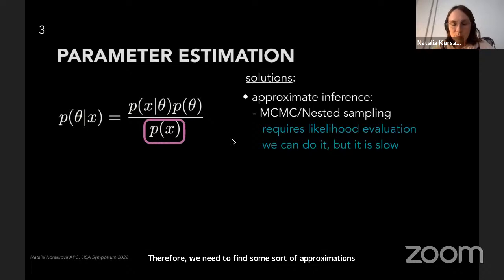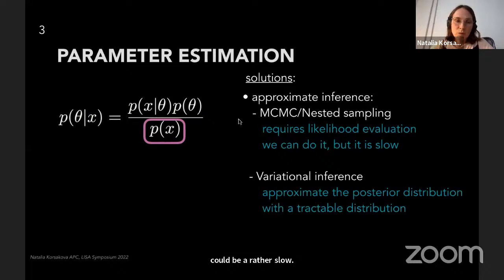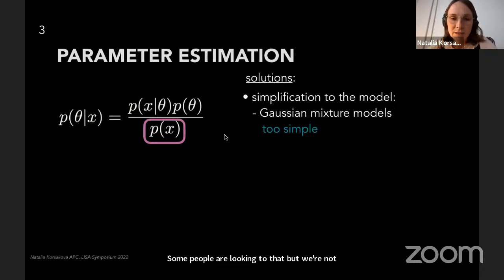One way to do this approximation is to use a sampling technique for approximate inference, with MCMC or nested sampling. The problem with this method is that it requires likelihood evaluations, which can be rather slow. The other way is to use variational inference. In this case, you approximate the posterior distribution with some other tractable distribution. Some people are looking into that, but we are not going to talk about it here.